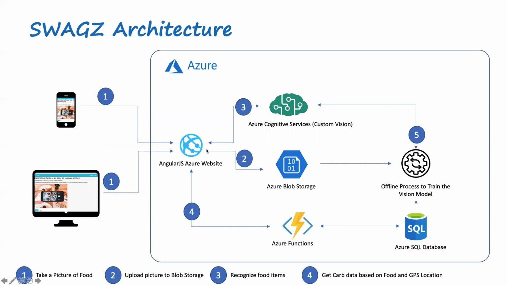And we also collect the GPS location and send it to an Azure function, both the food item information and the GPS location, and query our database, which has all the GPS locations of restaurants and the nutrition information of their menu items, and send back the number of carbs based on that particular food item. And for the pictures that we couldn't recognize, we have an offline process to look at those pictures, tag them, and retrain the model that is behind this Cognitive Services API so that this model gets better and better as more people use it.